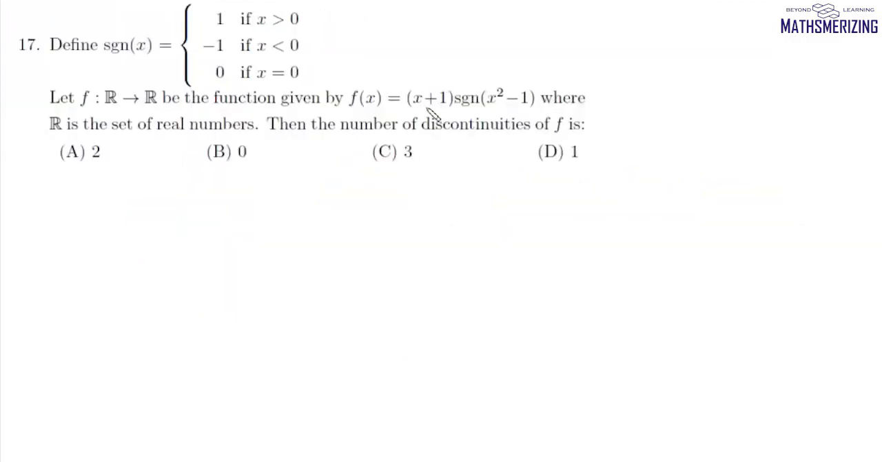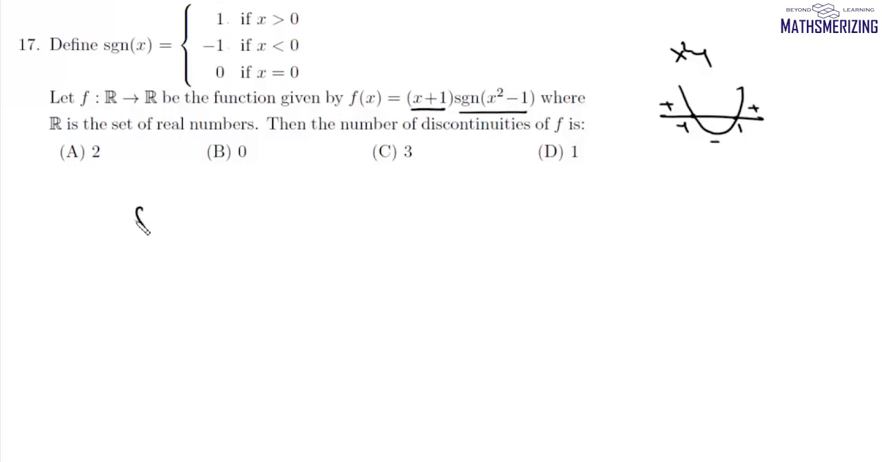Now here the function f(x) is defined as (x plus 1) times signum of (x square minus 1). Now the signum function can only take 3 values, 1, minus 1 and 0, depending on whether the argument is greater than 0, less than 0 or equal to 0. Now if we look at x square minus 1, when the value of x is minus 1 and plus 1, the value of this function is 0. In that case, the value of the signum function will be 0. Now when x is less than minus 1, this value is positive, and when x is greater than 1, again this value is positive. So in that case, this value will be 1, and between minus 1 and plus 1, this value will be minus 1.